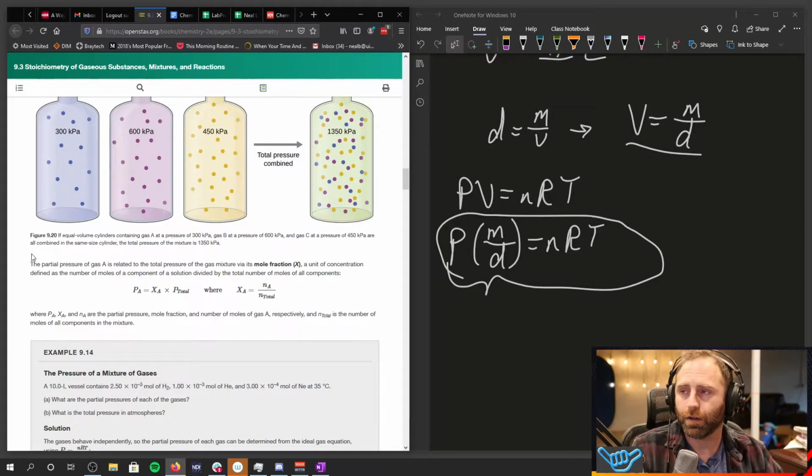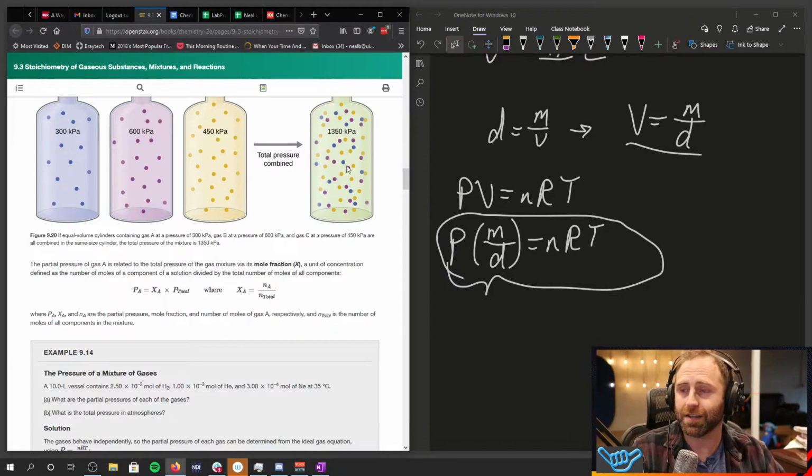For this chapter, they're introducing yet a new technique called the mole fraction. And the mole fraction is just like most of our other ratios. It's part compared to whole. Mole fraction just gets defined as the number of moles of A, like component A, in your total mixture, and n total is the total number of moles in your mixture.